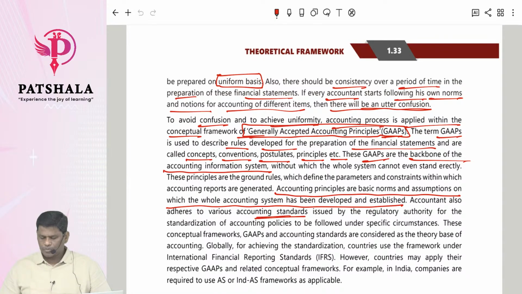So, accounting principles are basic norms and assumptions on which the whole accounting system has been developed and established.